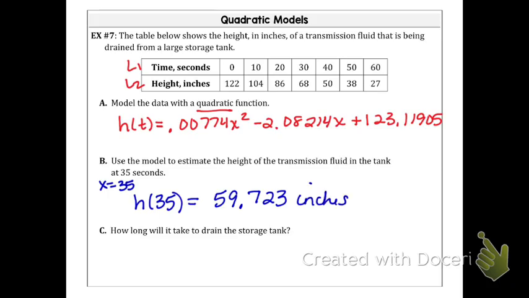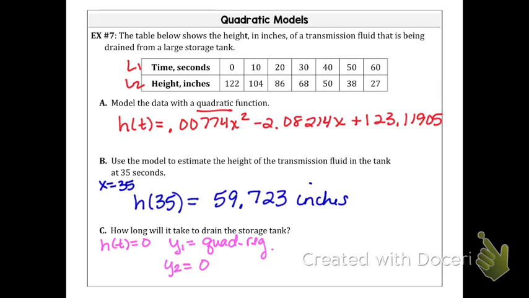And how long will it take to drain the storage tank? Well, to drain the storage tank means that our height is going to be 0. So we need to find where it's going to equal 0. And I can tell you now, it's not going to be a nice, pretty whole number. So you can't just go to your table and find it. So what I would do is your equation is in y1, right? That's where we have that quadratic regression equation. In y2, go put 0.